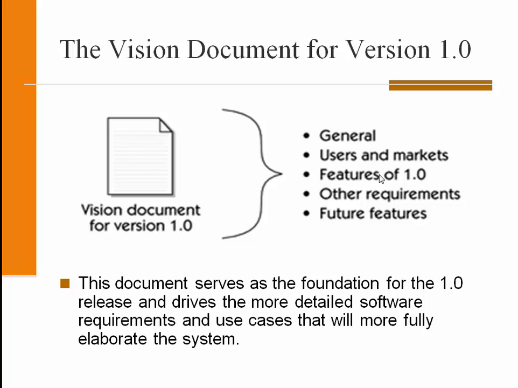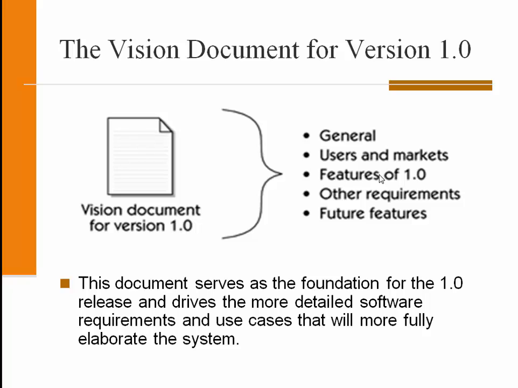Now this vision document contains the following information: general information about the user, about the stakeholders, and about the business needs. It also contains users and markets needs. It contains the features of 1.0. This 1.0 is for the very first time when the product is released.